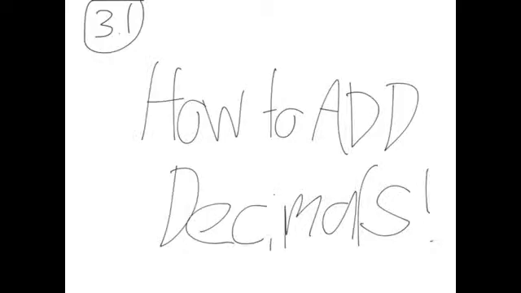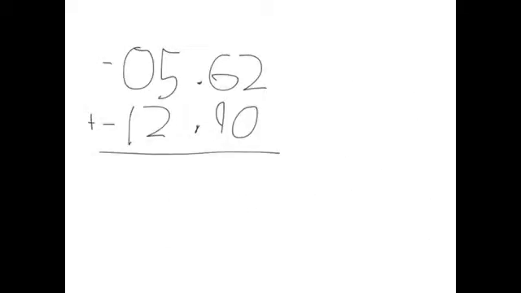How to add decimals. First, you add 2 plus 0, which is 2. Then you add 6 plus 9, which is 15. Carry the 1. Then you do 5 plus 1, which is 6, and 6 plus 2, which is 8. Make sure you put your decimal down.